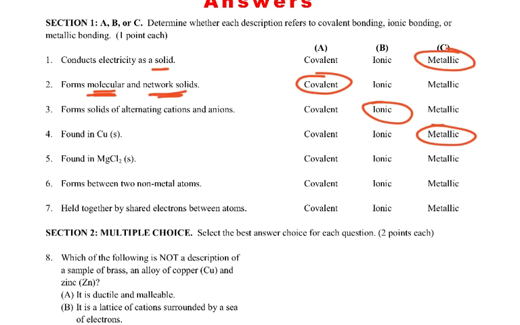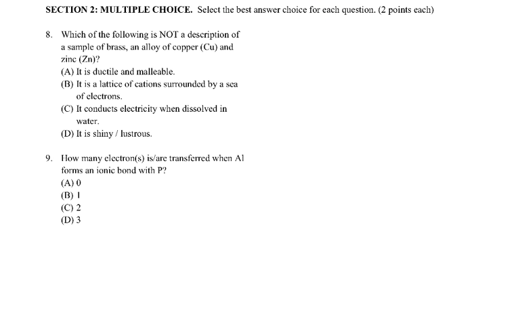Found in MgCl2: that's a metal and nonmetal, so that's ionic. Forms between two nonmetals: two nonmetals is covalent. And held together by shared electrons between atoms, that's covalent, something like a pair of electrons being shared between two atoms. Okay, some multiple choice.